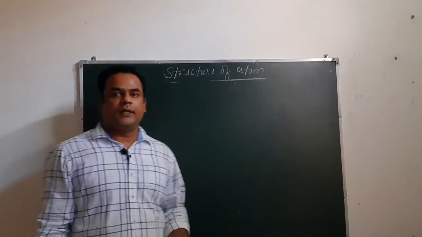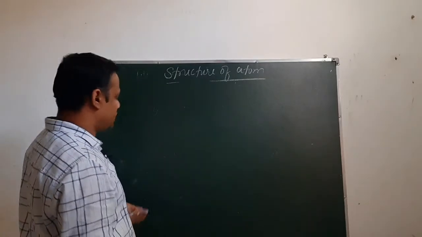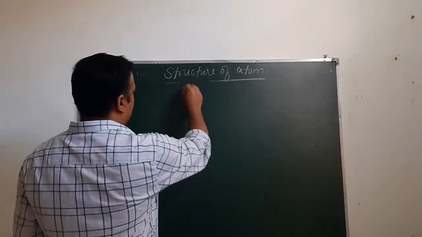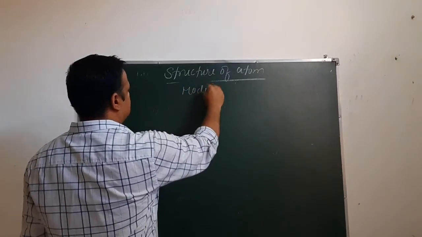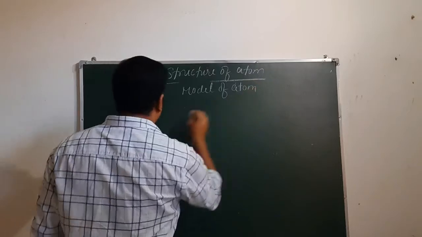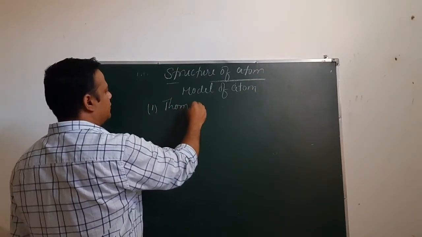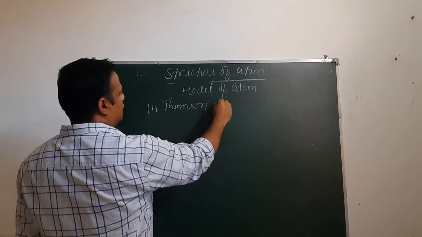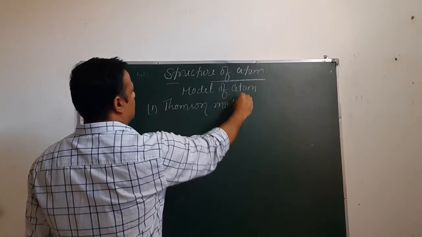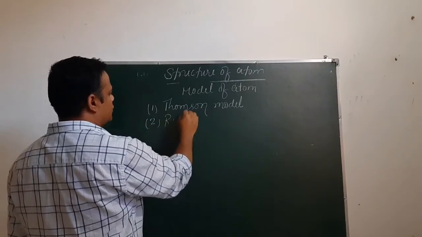We are going to study the next chapter of class 11, that is Structure of Atom. In this chapter, first we will study models of atom. Basically, we will study three models: Thomson model of atom, Rutherford model, and Bohr's model.